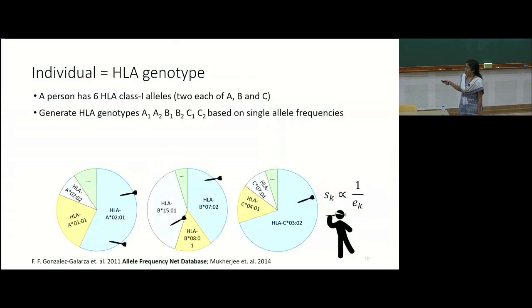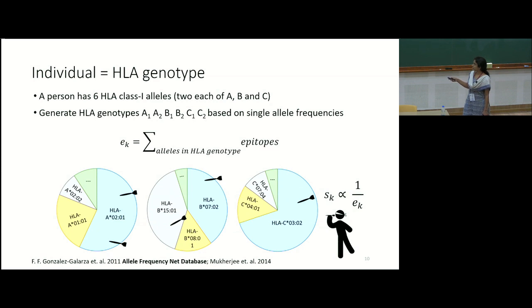Now, an individual is not just a single allele. A person has 6 HLA class I alleles, 2 each of type A, B, and C. The frequencies of these alleles are available through databases like the Allele Frequency Net database, and we can generate HLA genotypes by sampling 2 A alleles, 2 B alleles, and 2 C alleles in a manner proportional to the frequencies that have been measured. When we do this, we can estimate the number of epitopes presented by an individual as a function of their entire HLA genotype.